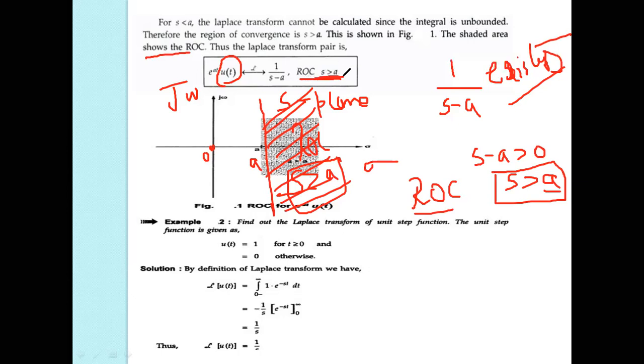So without the region of convergence, we can't say for 1 by S minus A what the inverse Laplace transformation is, because 1 by S minus A arises for two functions. E power AT mu of T gives 1 by S minus A, and minus E power AT mu of minus T minus 1 also gives 1 by S minus A. So there is ambiguity. Without the ROC, we can't say which is the inverse Laplace transformation of 1 by S minus A. Okay, so definitely you have to know which is the shaded area and for which values it exists.